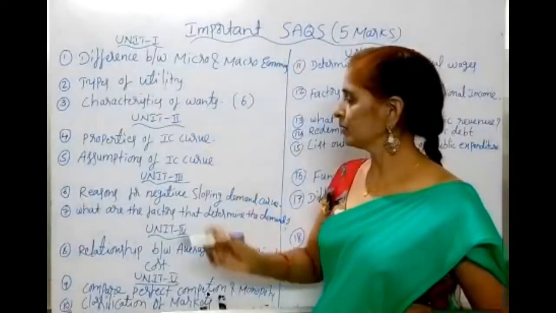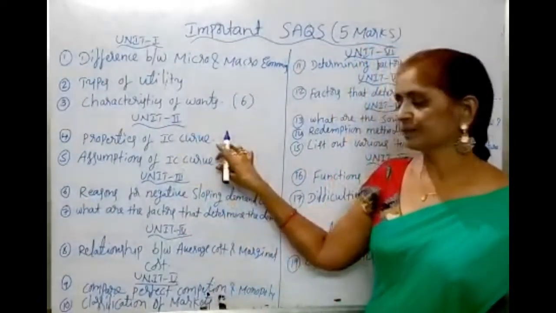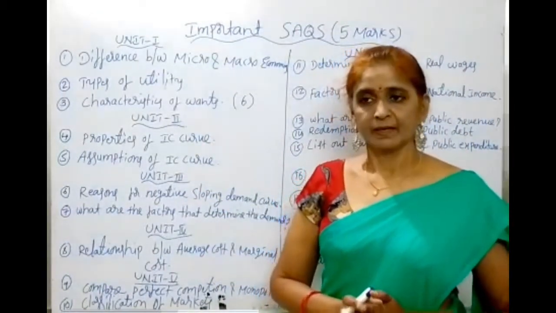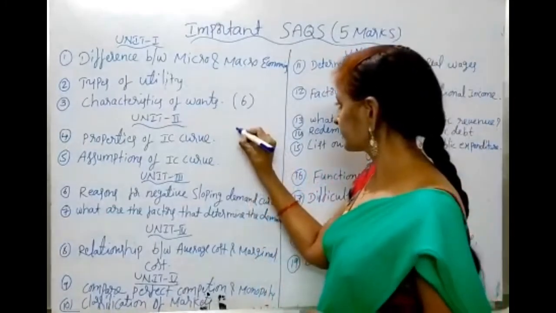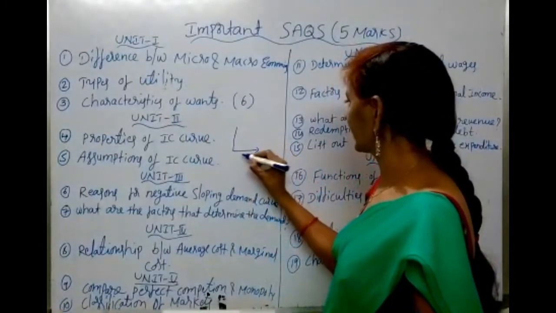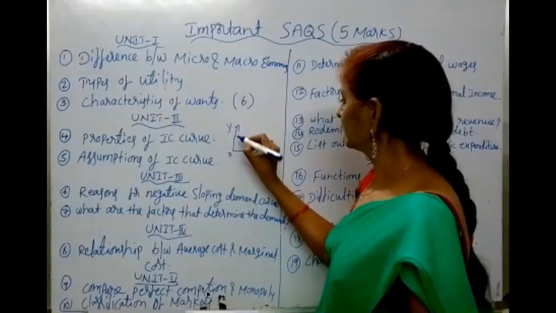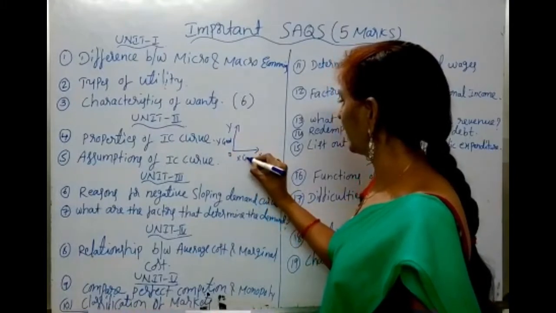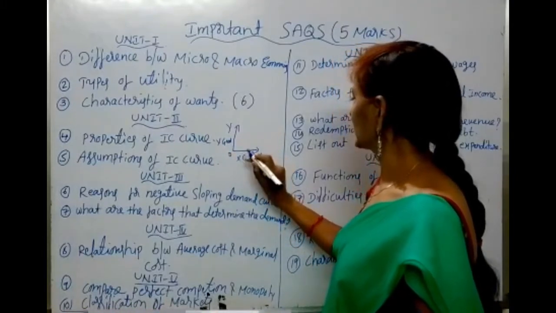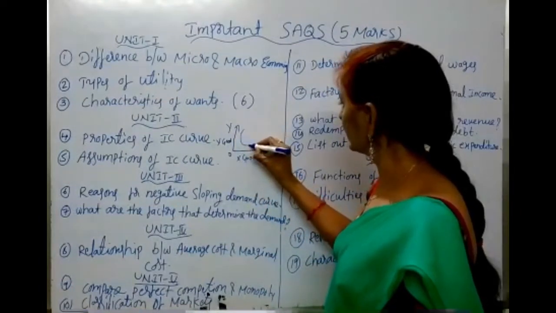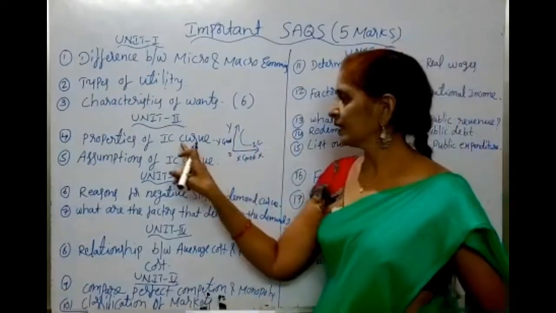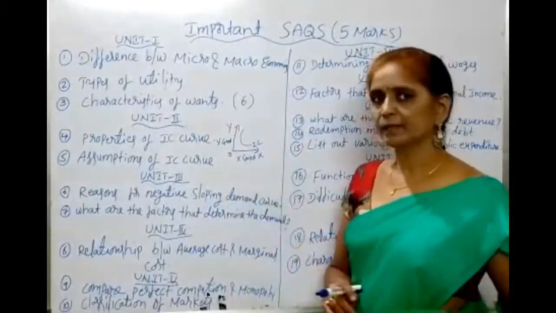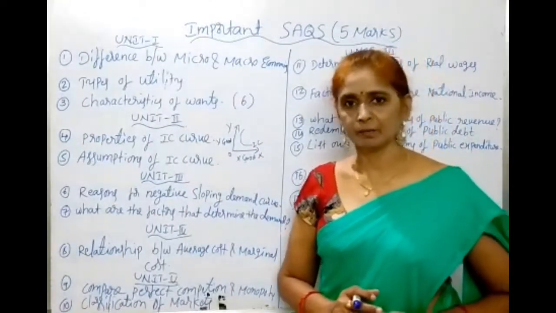And next one, children, coming to unit 2, properties of the IC curve. First, write the introduction, that is, what is the IC curve. Next, draw the small diagram. On the y-axis, Y good, and on the x-axis, X good. Next, draw the IC curve. After that, explain the 4 properties of the IC curve. If you draw the diagram, for this answer you will get 5 marks, children.